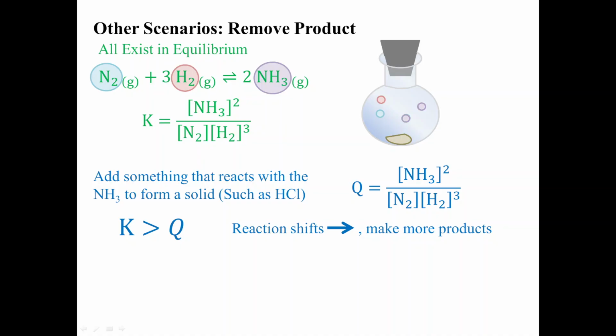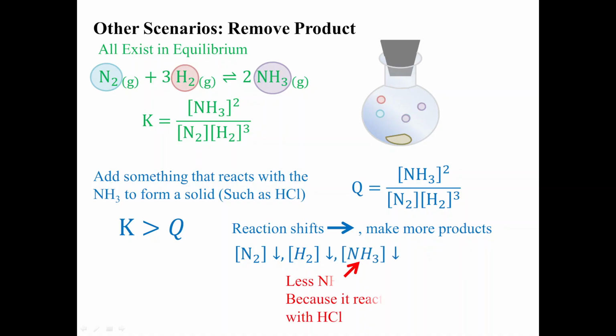And so how's this going to affect our concentrations? Well, our concentration of N2 is going to go down because of the shift. Our concentration of H2 is going to go down due to the shift. And then our concentration of NH3 still goes down because we reacted some of it. So since we lost some, it's still going to be down from our original amount.